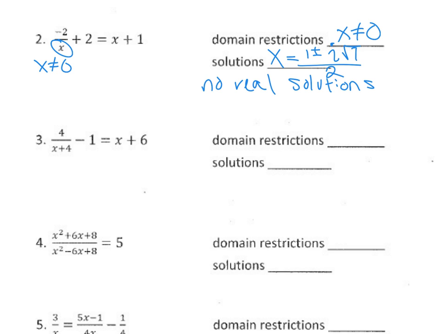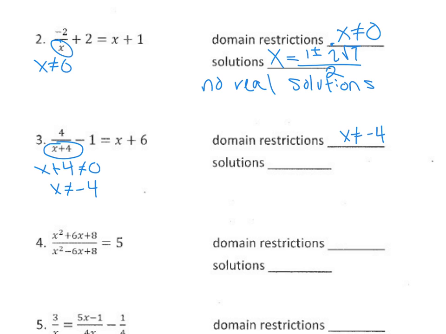So number 3 says 4 over x plus 4 minus 1 equals x plus 6. Once again, we only have one denominator, x plus 4. So take x plus 4, set it not equal to 0 for our domain restriction, and we get that x is not allowed to be -4. So we list that as our domain restriction, and then we move on with finding our solution.